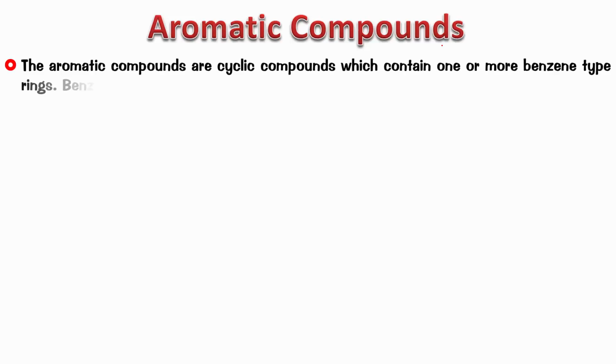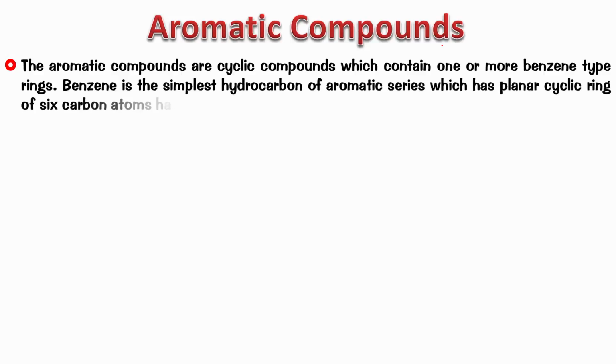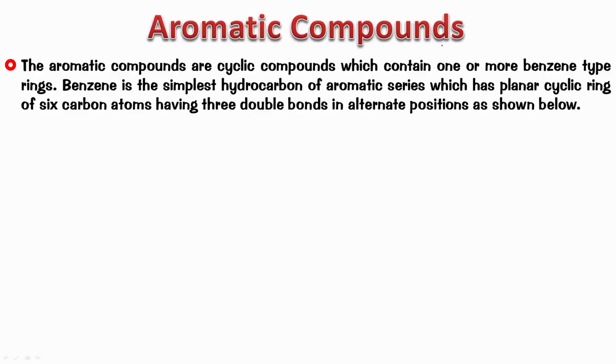So let's get the ball rolling with the first rule, which says that the aromatic compounds are cyclic compounds which contain one or more benzene type of rings. Benzene being the simplest hydrocarbon of the aromatic series. It has a planar cyclic ring of 6 carbon atoms, as I've already shown, and it has 3 double bonds in alternate positions. Okay, so now let's look at various situations.